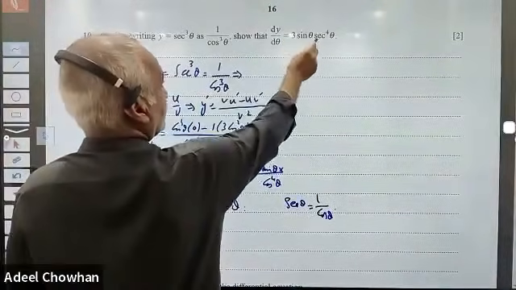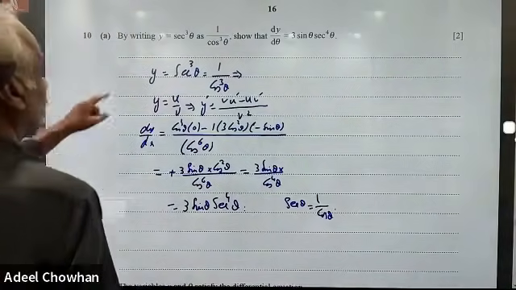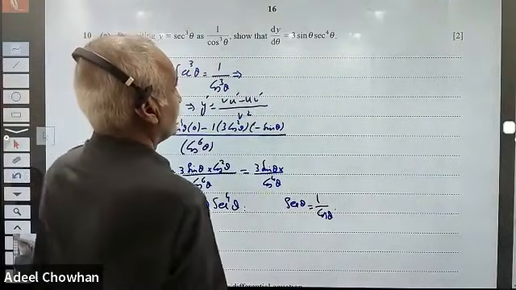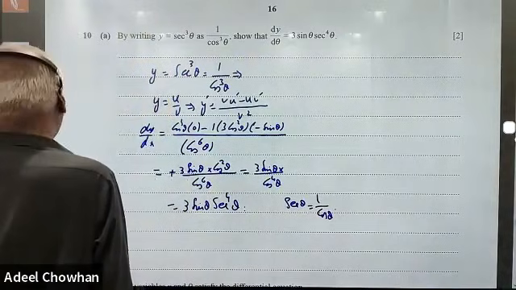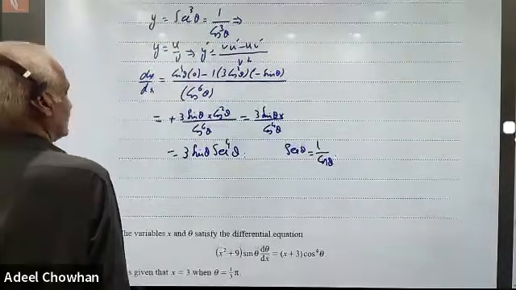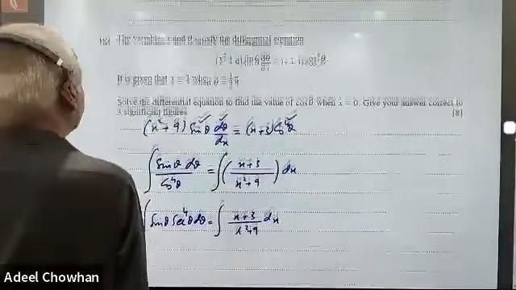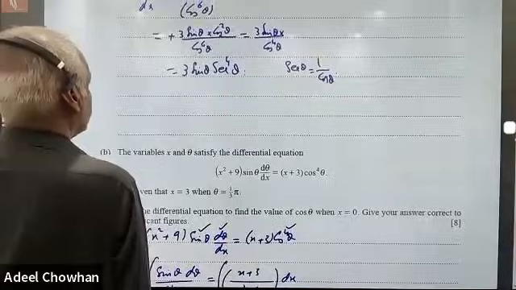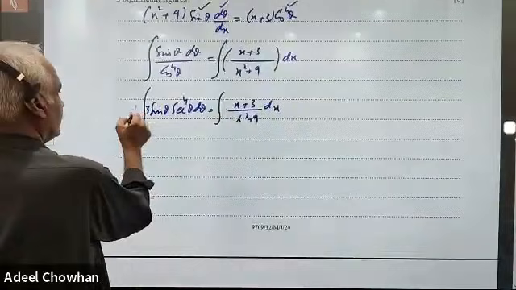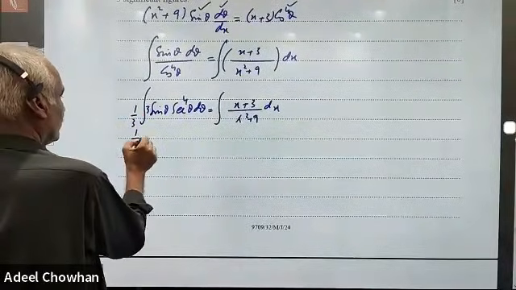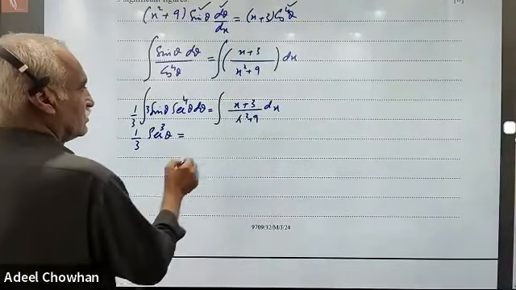The derivative of secant cube theta is 3 sine theta secant 4 theta. So the reverse of that is that its integration should be equal to secant cube theta. But there is a 3 there, so you multiply by 3 and divide by 3. So it should be equal to 1 over 3 secant cube theta.